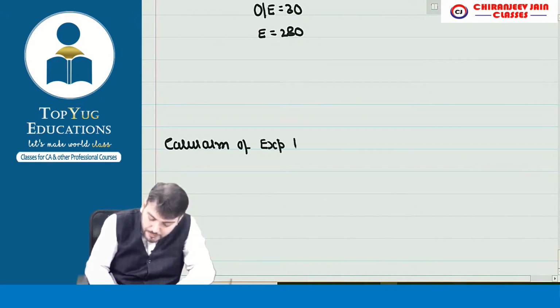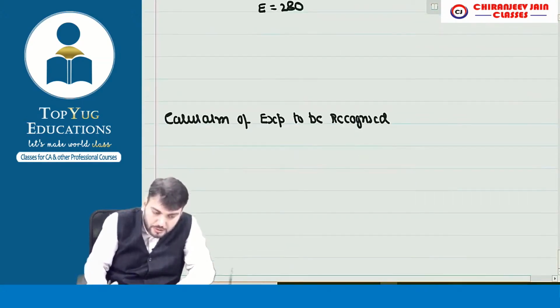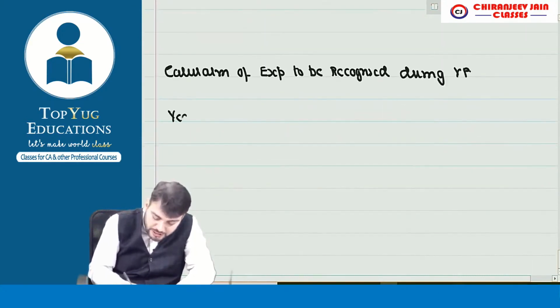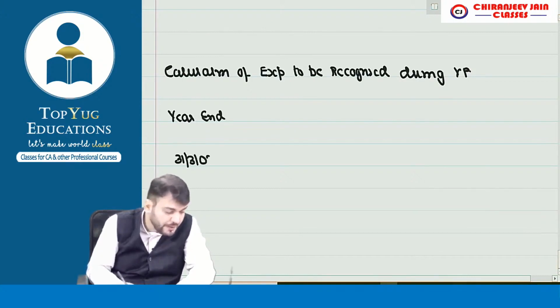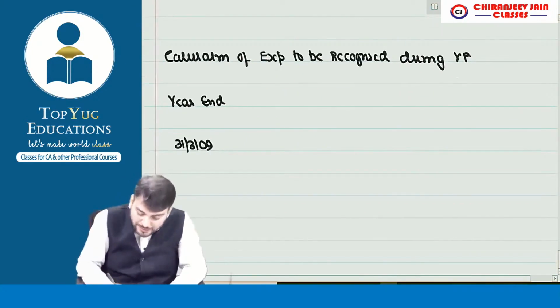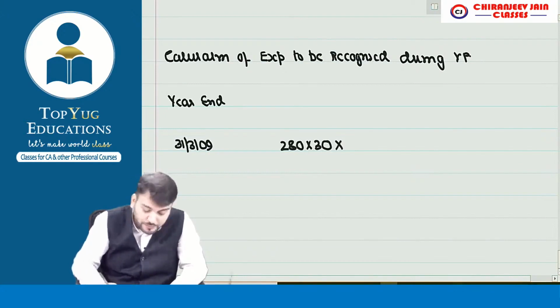Means if you calculate the expense to be recognized during vesting period, the first is year end 31st March 2009. But how many employees will take? Will take 280. How many options per employee? 30. Correct. What is the fair value of option?